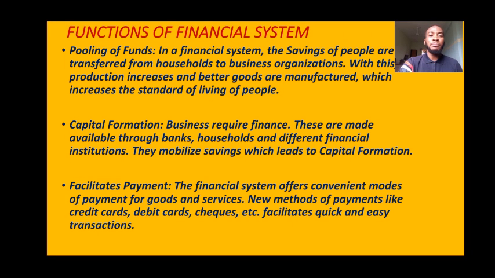Number one, pooling of funds. In a financial system, the savings of people are transferred from the households to business organizations. With this, production increases and better goods are manufactured, which increases the standard of living of people. Now here is saying pooling of funds. Now households tend mostly to save their money in banks. And banks are examples of what? Financial institutions.